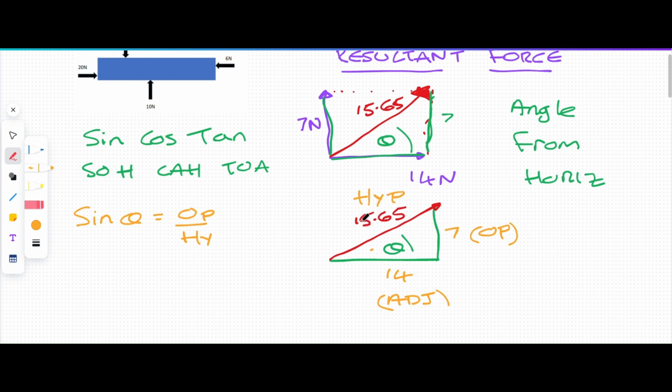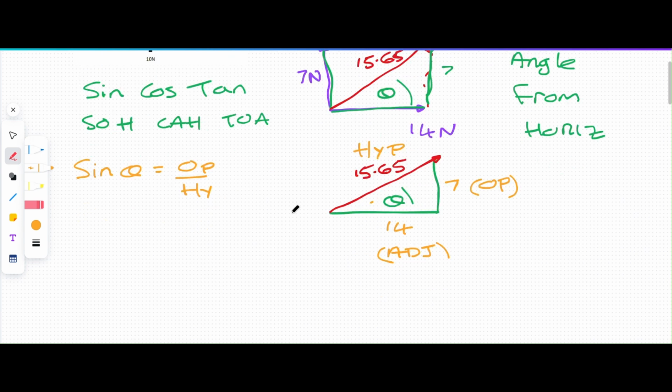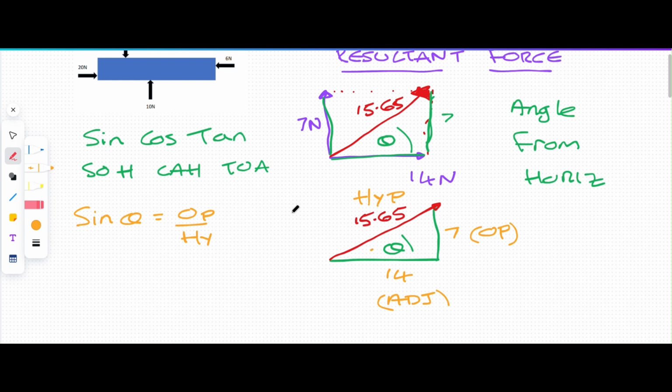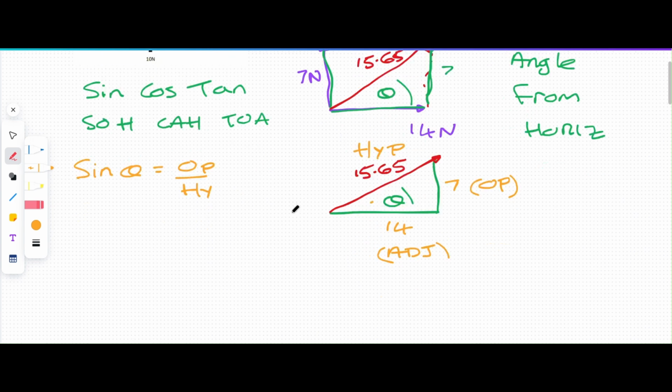You could use sine, cos, or tan. It's a good thing to use two to make sure you're correct, because if my 15.65 resultant force was incorrect, then the mistake might carry on. So it's always good to use numbers that you're quite happy are correct. I'm quite happy with my numbers, so I'm going to use sine, opposite over hypotenuse.